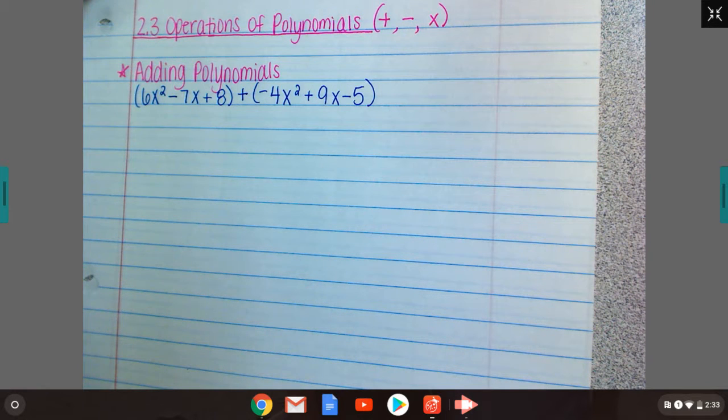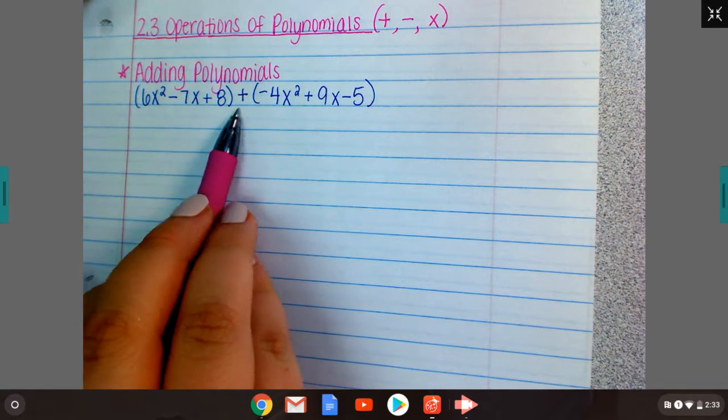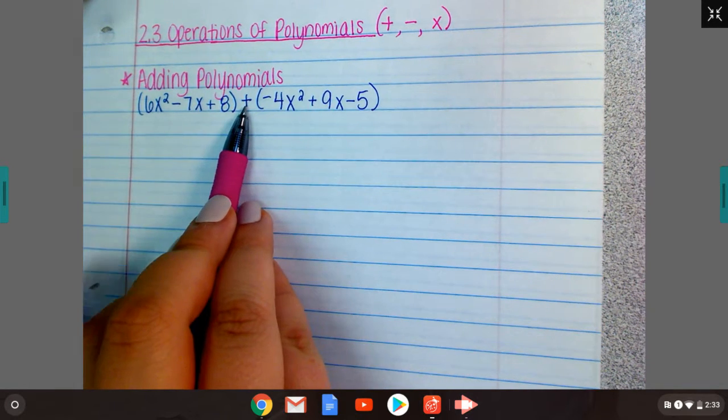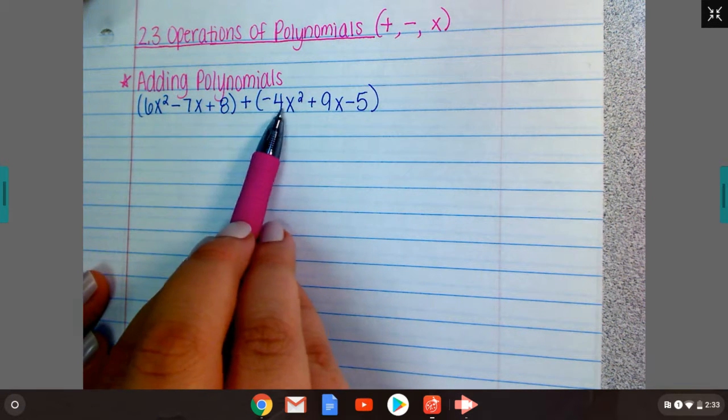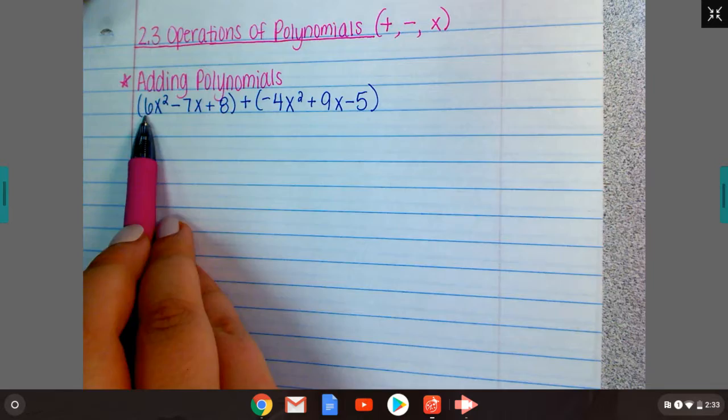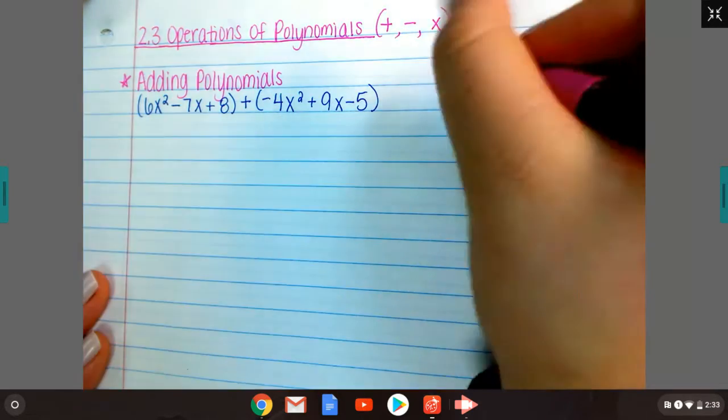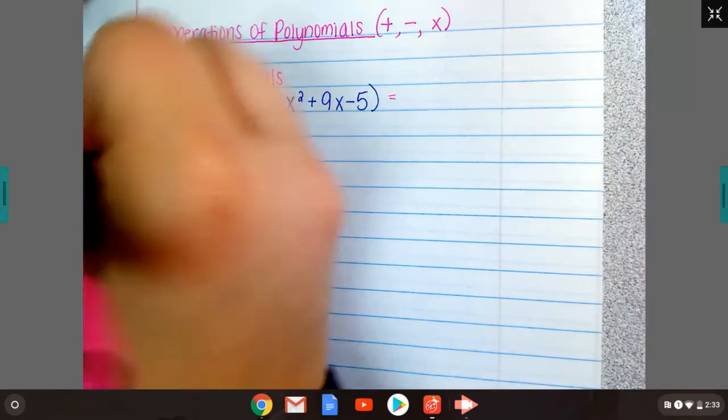This, I hope, is straightforward and a review of previous skills because it's all combining like terms. So look at the first one. If I was going to add these polynomials, notice that there's a big parentheses around these two guys, and because it's adding, the parentheses doesn't mean much at all. So I can just add like terms. I've got an x squared and an x squared term. Those can go together. So 6x squared minus 4x squared is 2x squared. I'll put it down here.